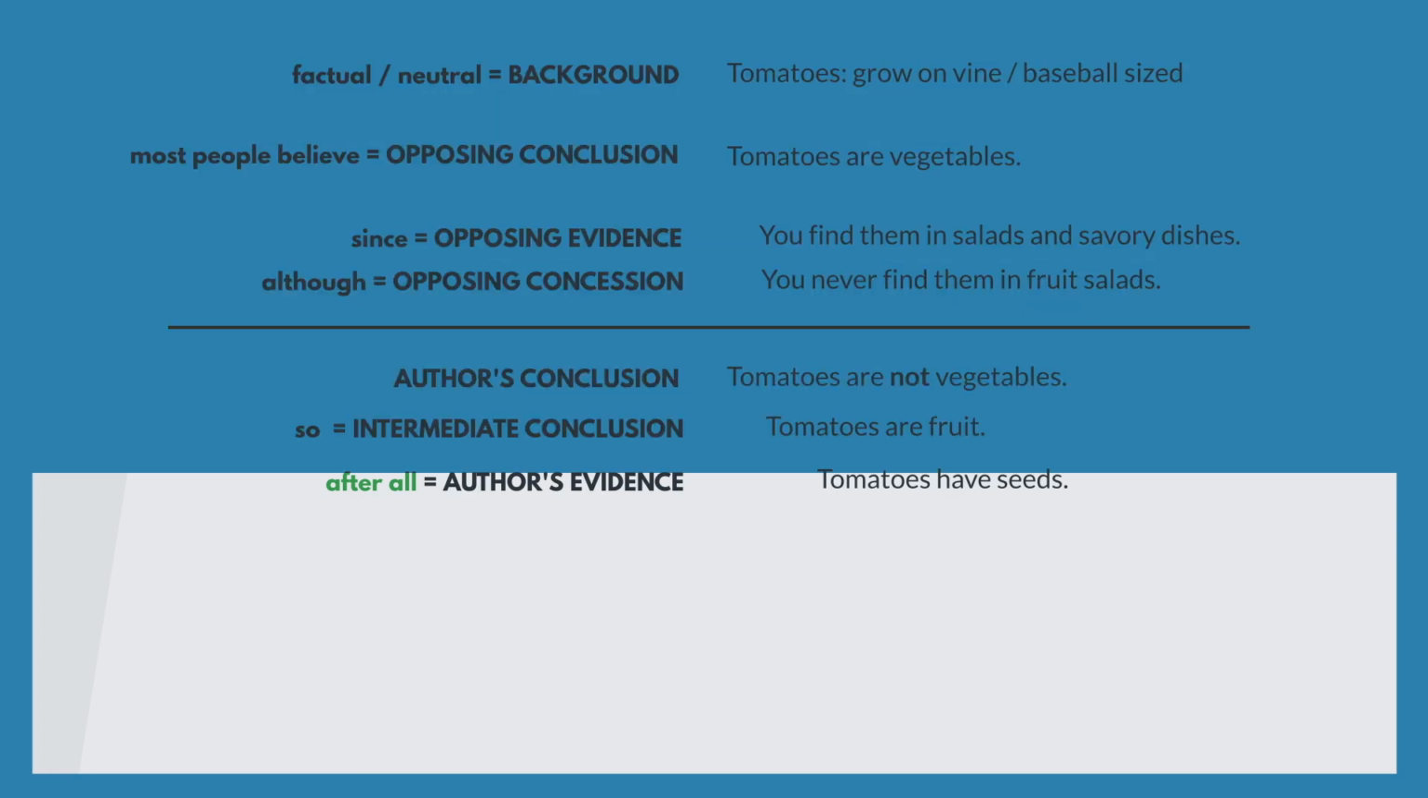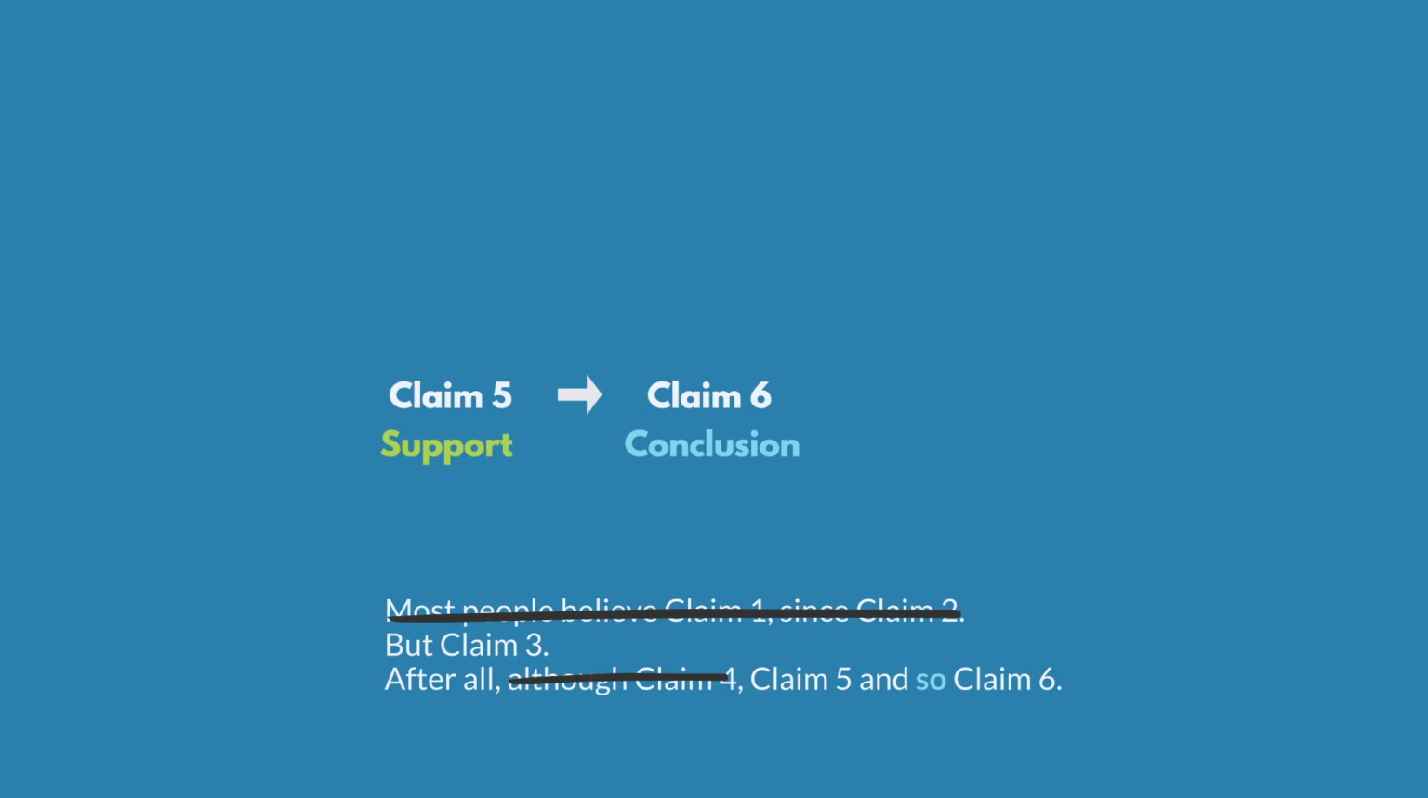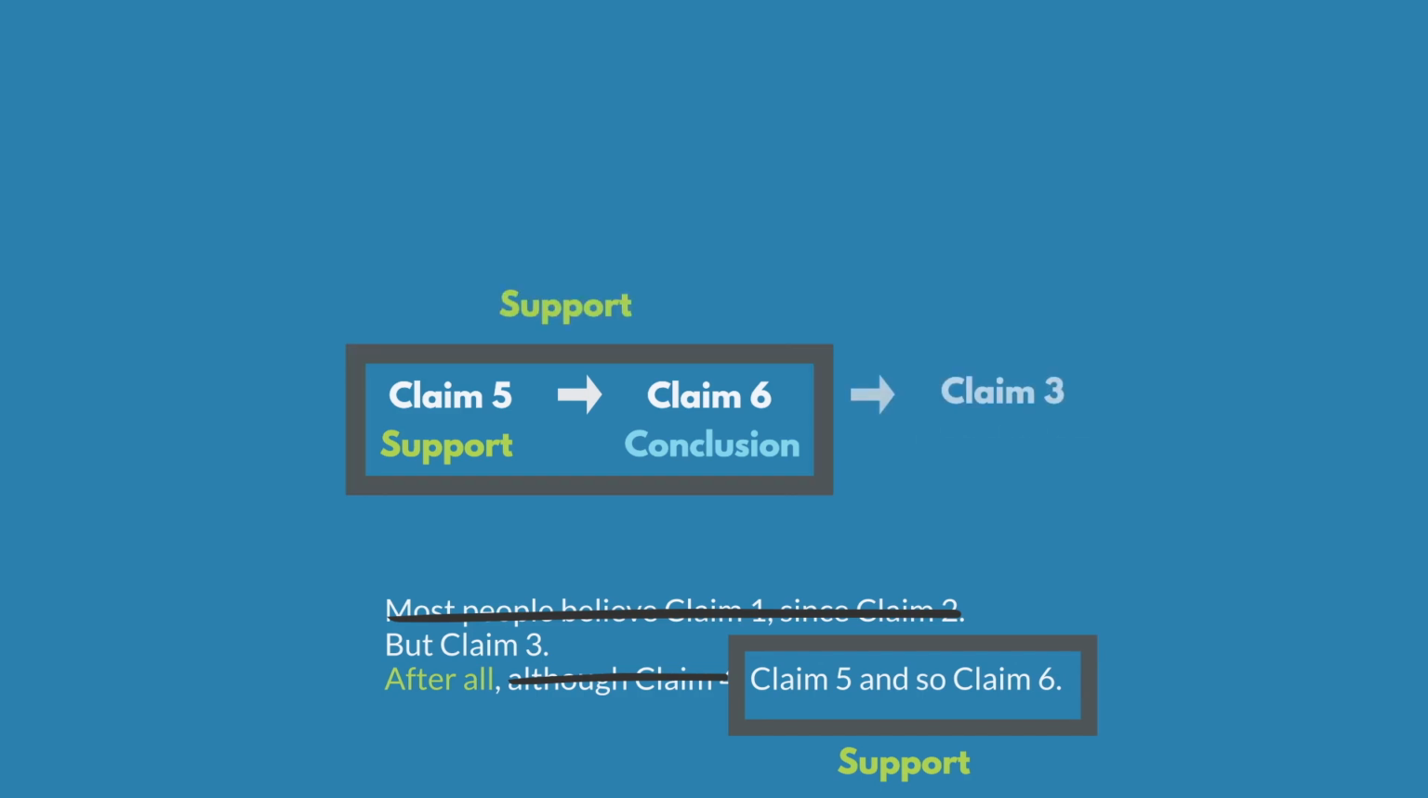Since our goal is just to find the author's argument, let's think about how these keywords let us trim away stuff. That opening sentence is somebody else's argument. I don't care about their argument. And then although is like a disclaimer, I don't care about that. Claim 5 leads into claim 6. So we know that 5 supports 6, but because that whole sentence is prefaced with after all, it means that sentence is supporting claim 3. So 5 leads to 6, which leads to 3.